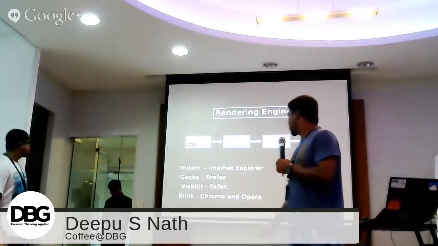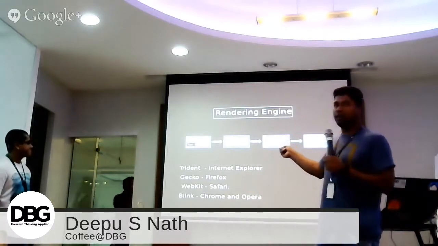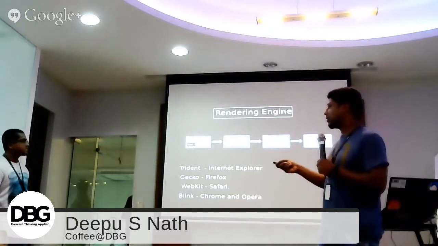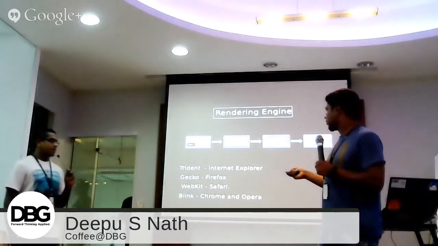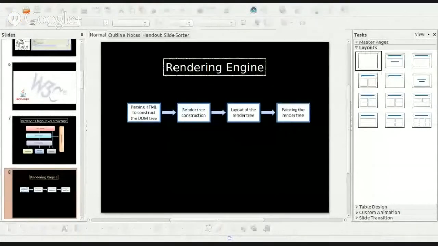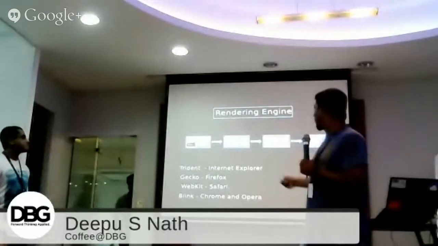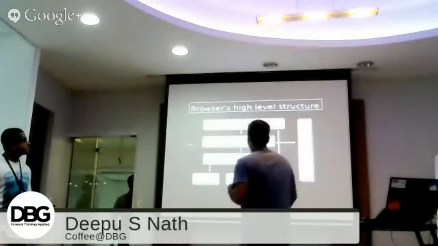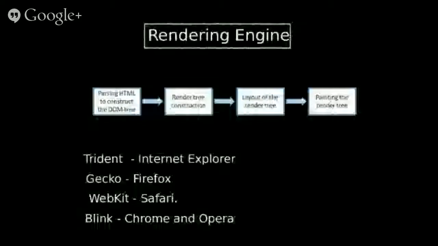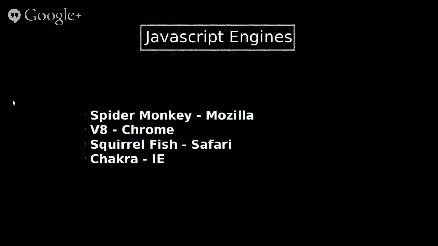So there are different rendering engines. Gecko is by Firefox, Trident is by Internet Explorer. Right now it is Chakra for Internet Explorer. And WebKit is the rendering engine for Safari. Blink? Blink, okay, for Chrome and Opera, which is a fork of WebKit itself. So these are the different versions of browser engine that we said, and it is different for each.